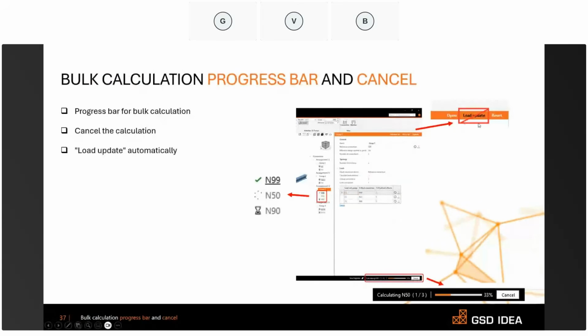And the load button, which was there on top here, was removed because all the loads will be automatically updated if your Checkbot is synchronized with the global model. Then you don't have to click on any load update. All the loads which are modified in your global model will be automatically updated in Checkbot from version 25.1. So these are all the exciting new features from version 25.1.